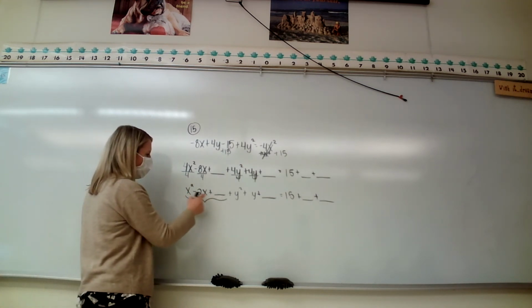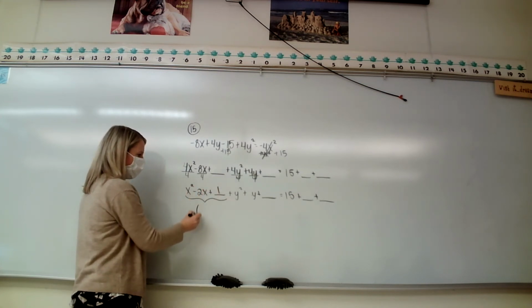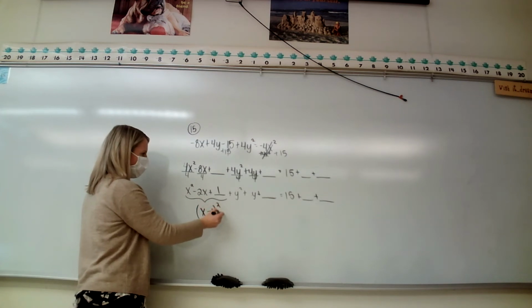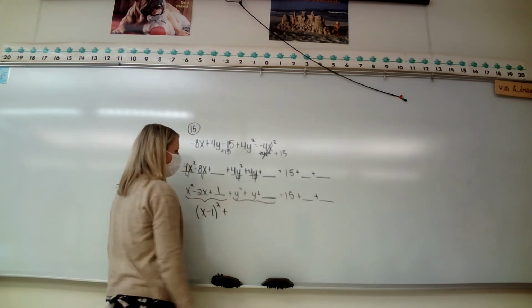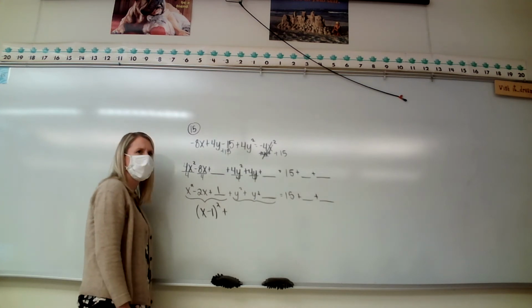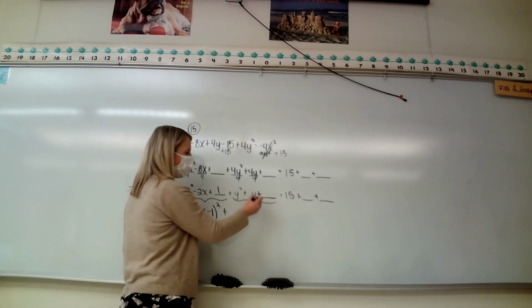So this blank would be 1, x minus 1 squared. What are we doing here? The second one would just be y, not y squared. No, that's a plus sign. That's a plus, sorry. It's just a very messy plus.